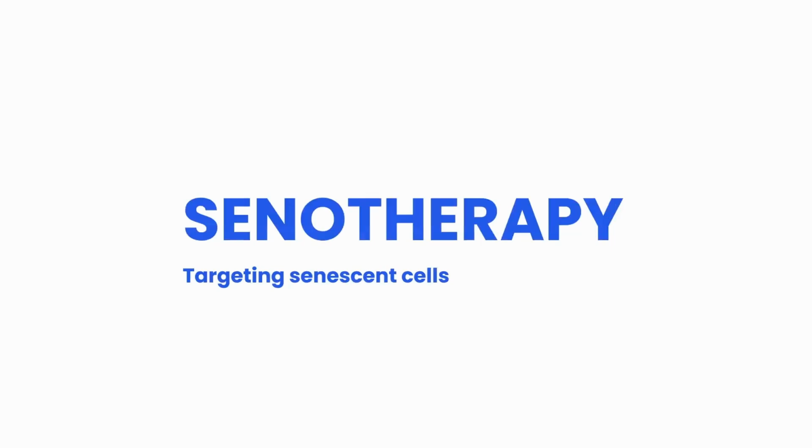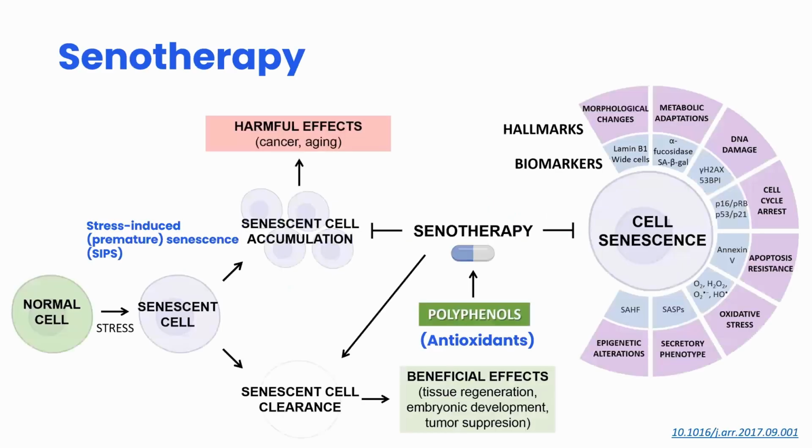So what can we do now if cells do become senescent? Because often you reach this point anyway. And this is where senotherapy comes in. Senotherapy is the only therapy where we are actually targeting senescent cells. And we're doing that for a few reasons. And this is a nice diagram that shows you where senotherapy comes in. So let's go back through this diagram.